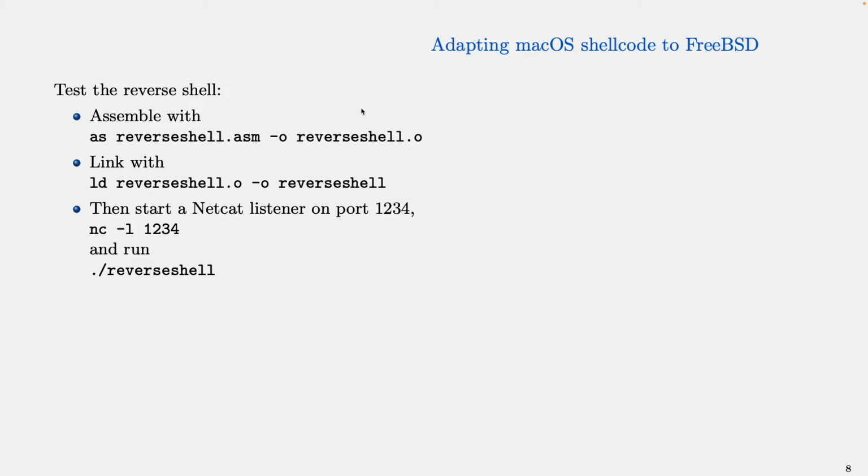Once these changes have been made, we can test our reverse shell as usual. So we assemble with this command here, as reverse shell.asm -o reverse shell.o. Then we have created this object file. We link with the ld command, reverse shell.o -o reverse shell. And note that other than on macOS, we do not need to provide a library path here, so this is actually a bit more convenient than on macOS. And then we start a netcat listener on port 1234, nc -l 1234, and run our reverse shell.